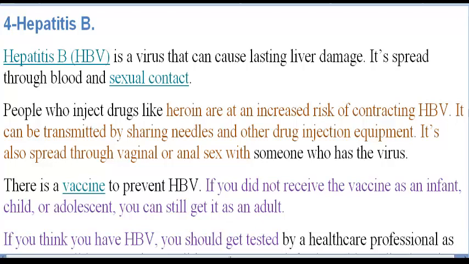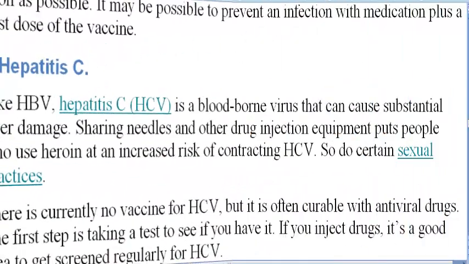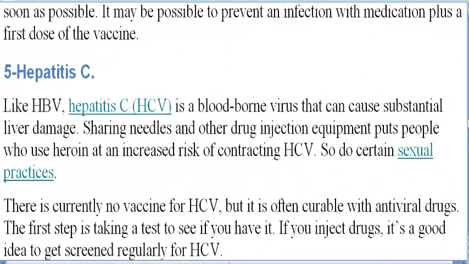There is a vaccine to prevent HBV. If you did not receive the vaccine as an infant, child, or adolescent, you can still get it as an adult. If you think you have HBV, you should get tested by a healthcare professional as soon as possible. It may be possible to prevent an infection with medication plus a first dose of the vaccine.